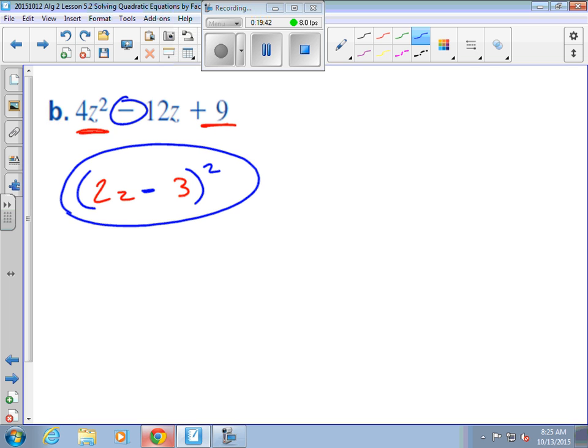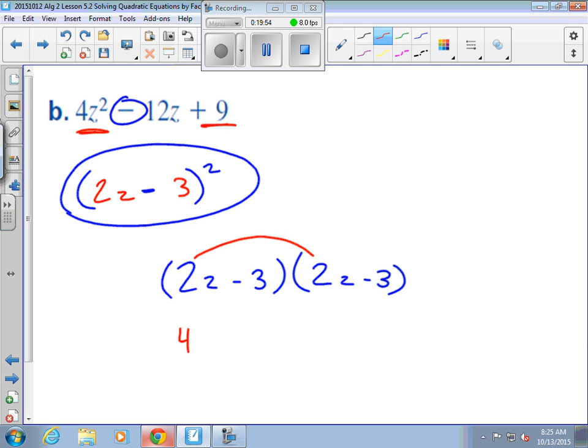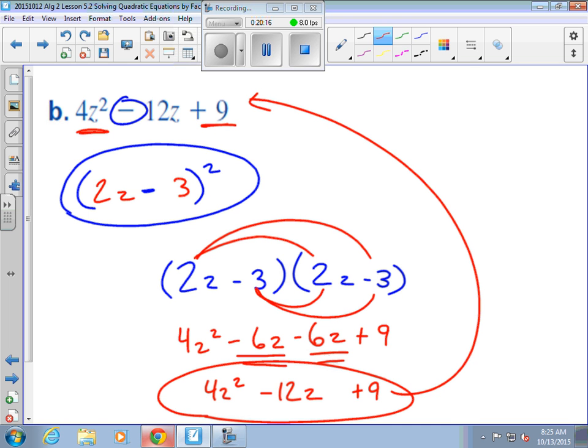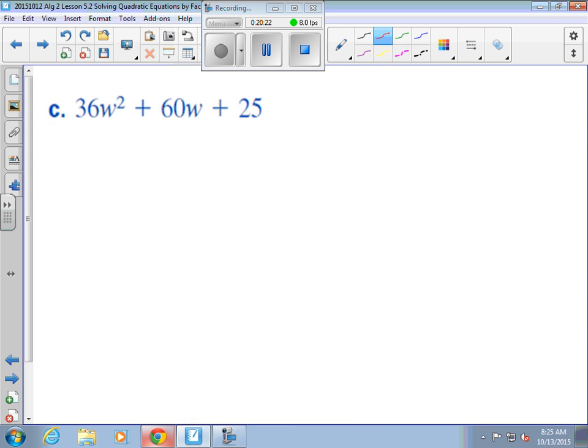Let's watch what happens if we FOIL this back out. 2z minus 3. If it's squared, it's going to say 2z minus 3 times 2z minus 3, right? So if we FOIL it, first is 4z squared. Outer is negative 6z. Inner is negative 6z. And last is plus 9. Combining your like terms, you get 4z squared minus 12z plus 9. Notice that's the same as that. It's a special situation. It helps you just eliminate a lot of work if you're talking about factoring a perfect trinomial.